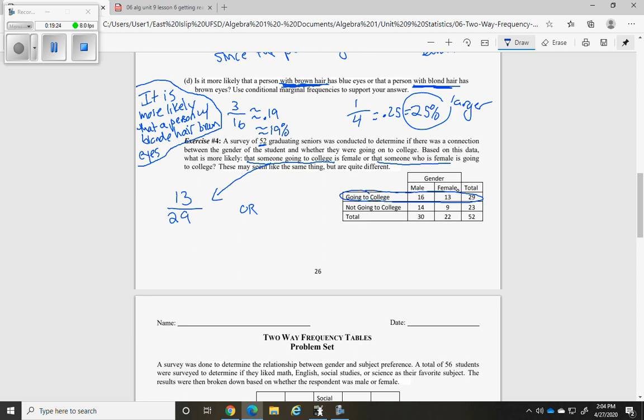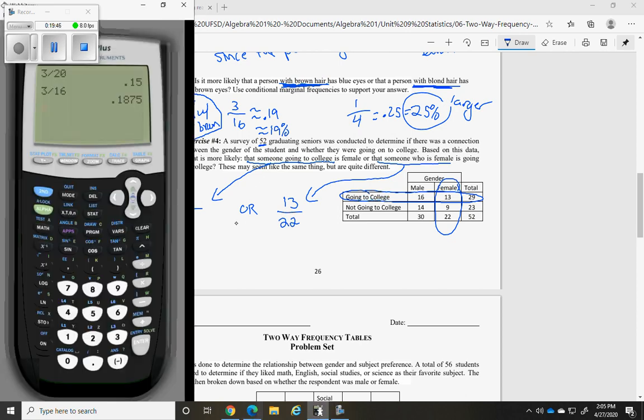So if I look at the females, that's looking this way, there are 22 females. Out of those females going to college, it's still that 13. So this sentence made that fraction. Just by the look of this, 13 over 29 versus 13 over 22, I know which one's bigger. If for some reason it tricks you, just use that calculator.